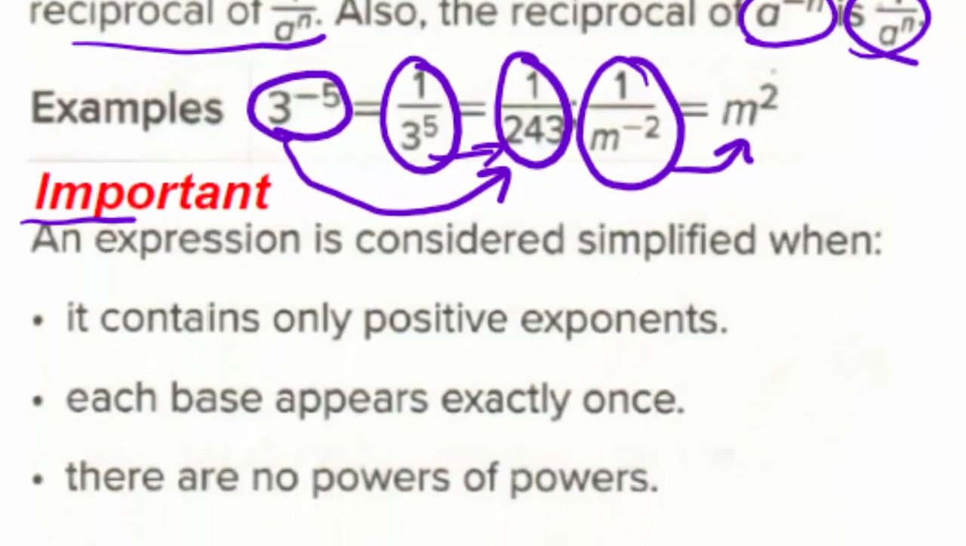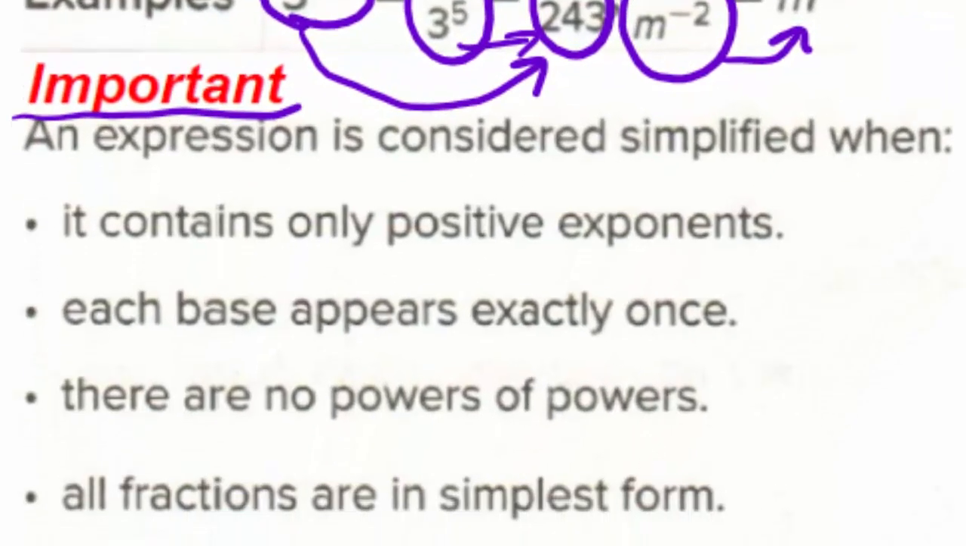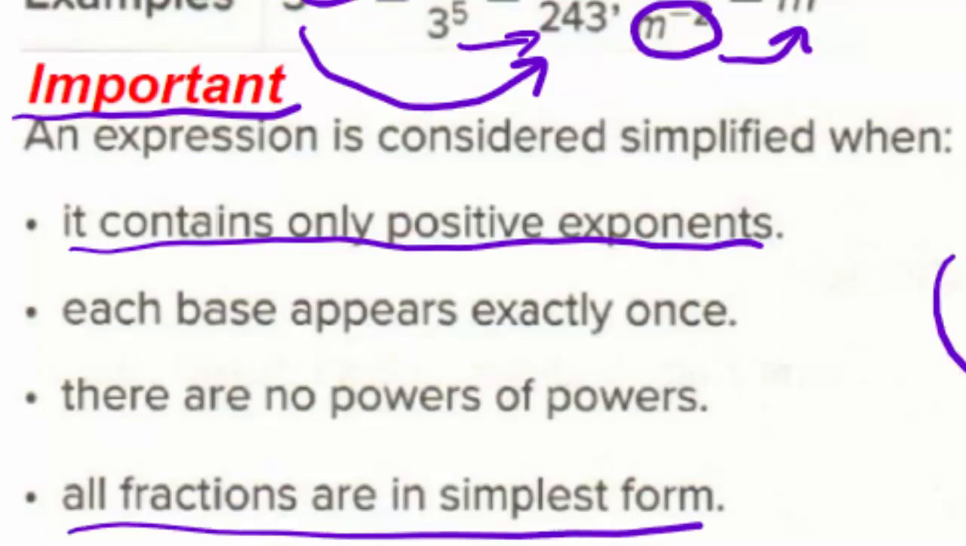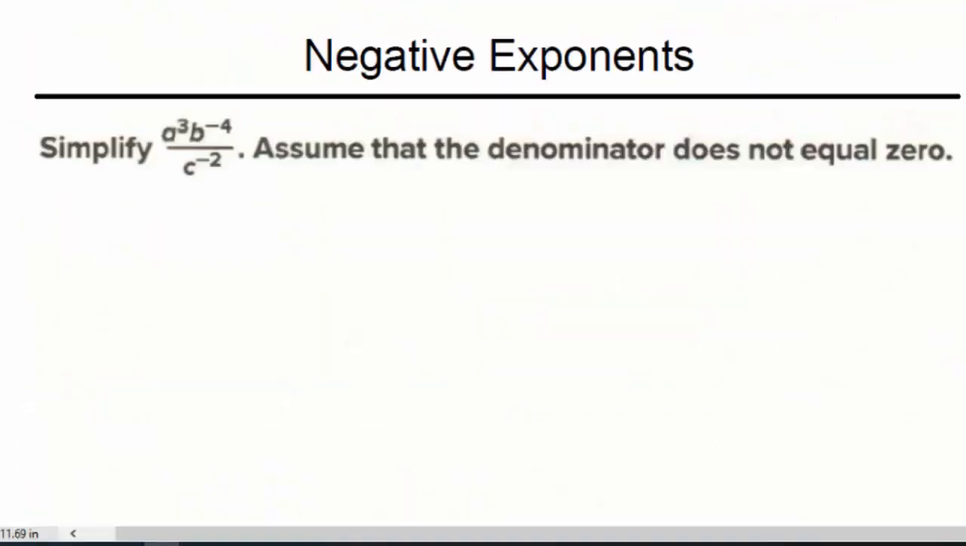Now something that's really important here, an expression is considered simplified when it contains only positive exponents. Each base appears only once. There are no powers of power. And then, of course, all fractions should be in simplest form. Okay, so we want to simplify, again, assuming the denominator is not equal to 0, because you can't divide by 0. So I'm going to break this apart and make it easy to see.